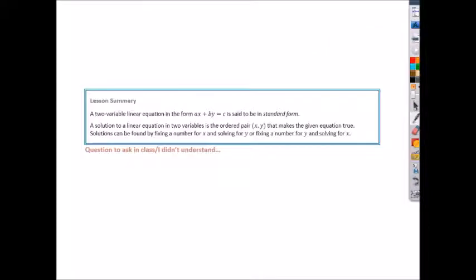Our summary: a two-variable linear equation in the form ax plus by equals c is said to be in standard form, and a solution to a linear equation in two variables is the ordered pair (x, y) that makes the given equation true. Solutions can be found by fixing a number for x and solving for y, or fixing a number for y and solving for x. That's exactly what we did.